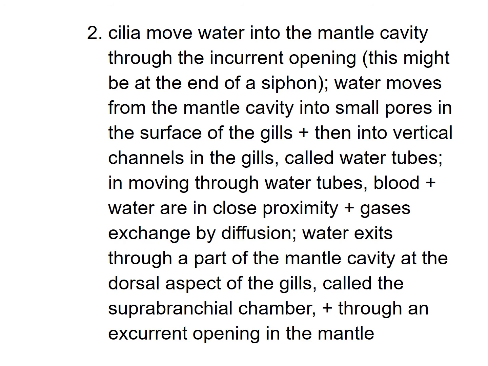We call them water tubes. And as the water moves through the water tubes, both blood and water are in close proximity, and gases are exchanged by simple diffusion. So the gills pick up oxygen and get rid of CO2. Water eventually exits through a part of the mantle cavity at the dorsal or top part of the gills, and we refer to that as the suprabranchial chamber. And then that water exits through the excurrent opening in the mantle.